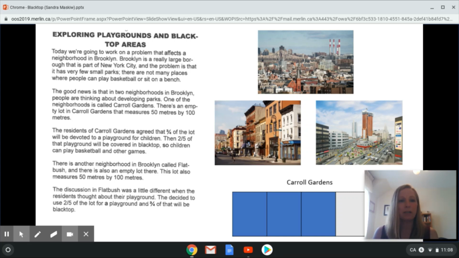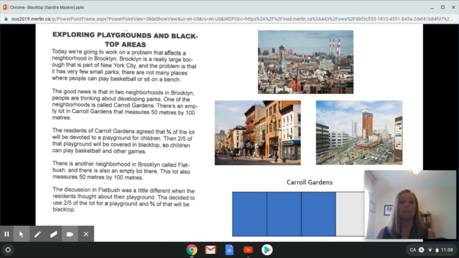Then 2/5 of that playground. So remember that the blue area here is playground. 2/5 of that playground will be covered in blacktop. And if you think of blacktop, I know at our school we call it hardtop, so that children can play basketball and other games.